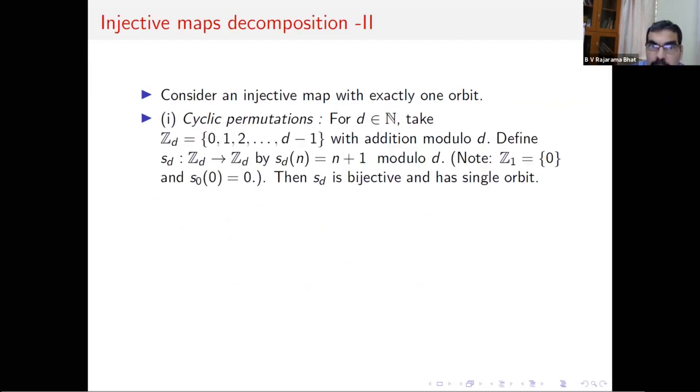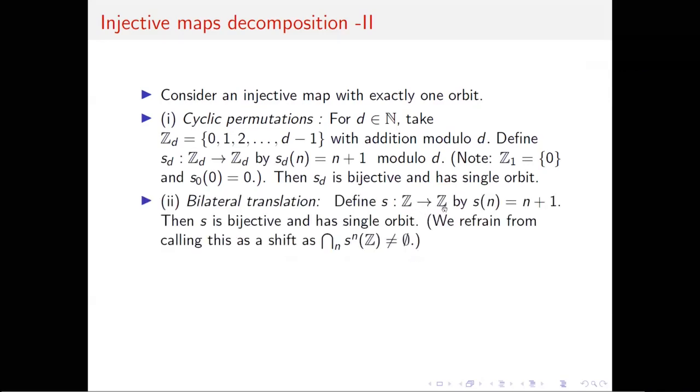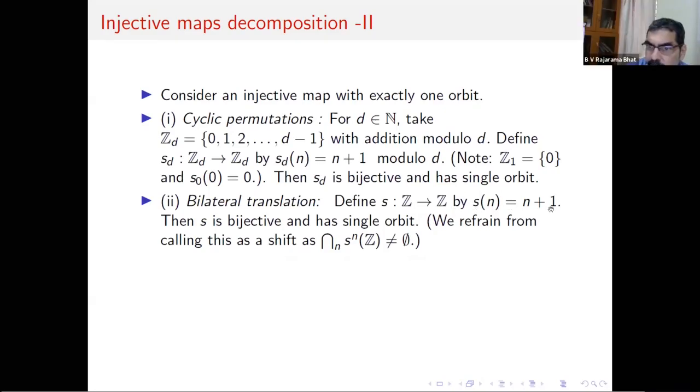Here are the examples. Cyclic permutations, for instance, we take Z_d and take the cyclic permutation like this. I'm including Z_1 also, just the singleton 0, and Z_1 just gives you the fixed point. So that is one type of example. Then bilateral translation, like from Z to Z, you just shift, S(n) equals n plus 1. I don't want to call it a shift because the intersection of this is not empty. I would like to call it a shift only when the intersection is empty. So I'm just calling it a bilateral translation. Then S is bijective and has a single orbit.